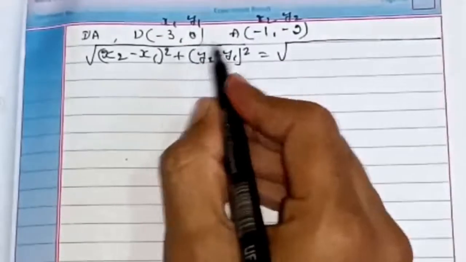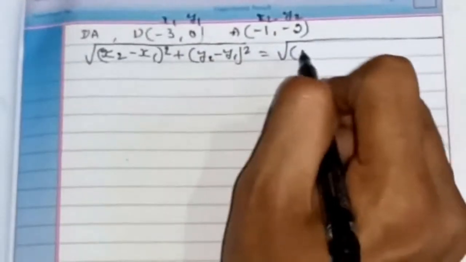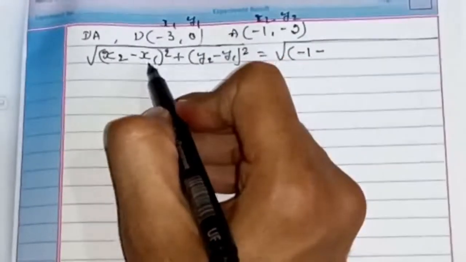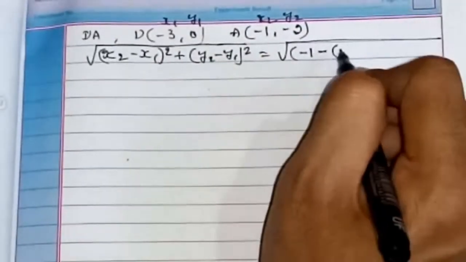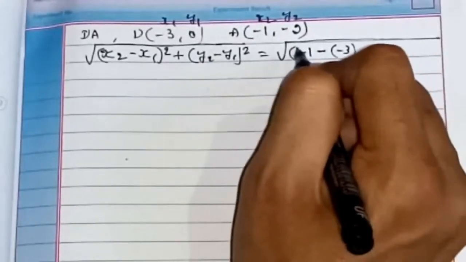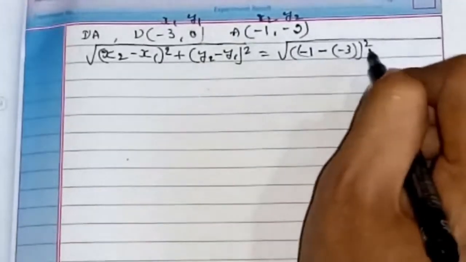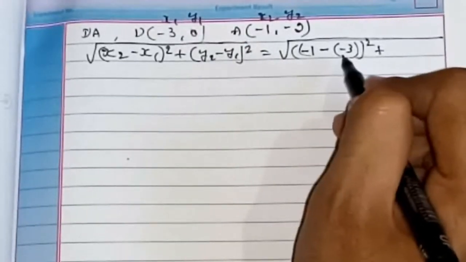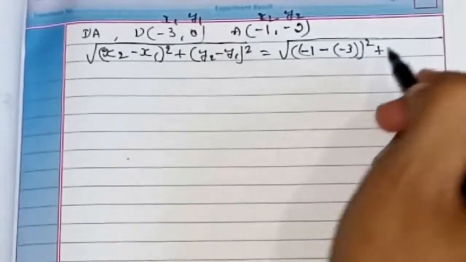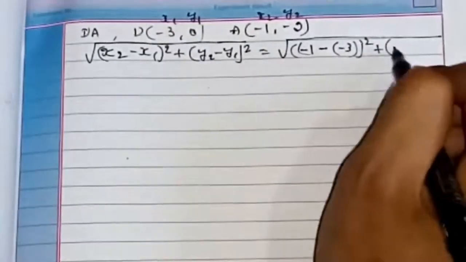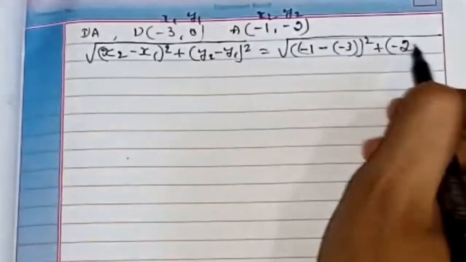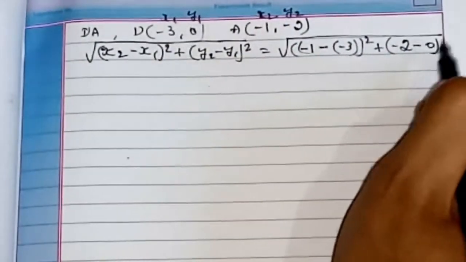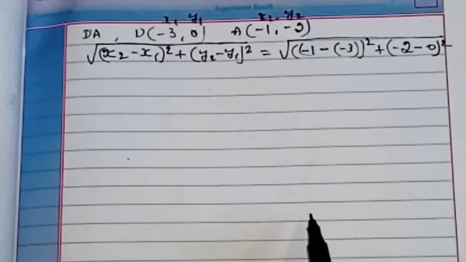Square root of, now what is x2? X2 is minus 1, here minus is there, minus, what is x1? X1 is minus 3, so therefore minus of minus 3 whole square, right? Plus, so whenever you are having two signs, you need to put that in a bracket. So what is y2? Y2 is minus 2, here minus is there, minus, what is y1? Y1 is 0 whole square, right? Now simplify this.